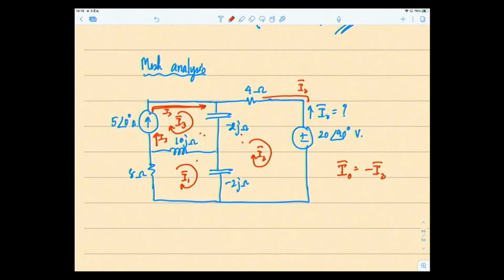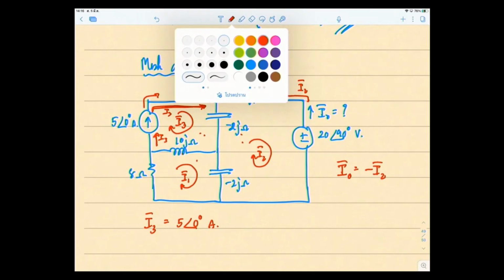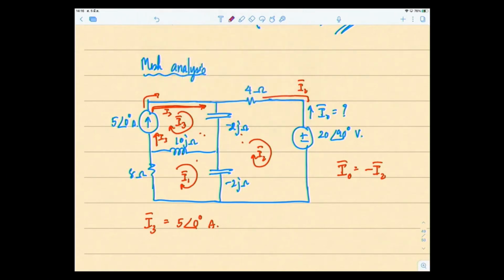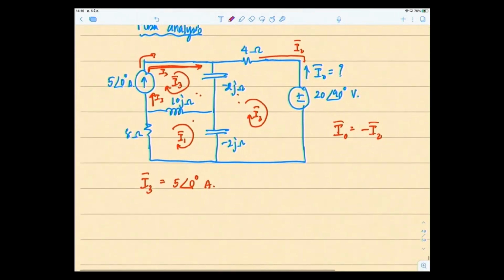And look at this. This is a current source. This current source gives out 5 amps. So you can automatically say that my I3 is nothing but 5 at 0 degrees amps. So the only KVL that I have to write is for I1 and I2. So let's do it. KVL I1.